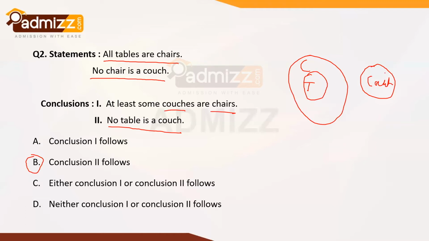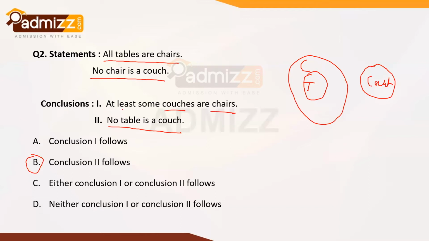Yeah, so due to that line of thought, what we can easily imply is that no table is a couch, right? Because since chair and couch do not overlap, it must be that table and couch also do not overlap, right? So conclusion 2 is the best one, right?